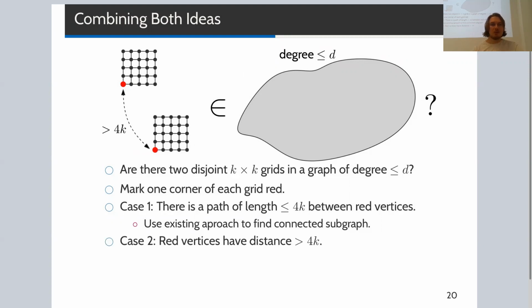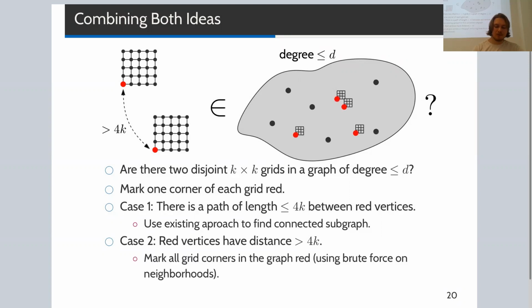Which maybe makes the second case more interesting, where we assume that the red corner points of our grids have distance larger than 4k. And what does that mean? And how are we going to solve it? We're going to consider each grid one by one. First, we're going to only look for single grids. So we mark a vertex red if it is the corner point of some grid. Here, for example, this vertex has been marked red because there exists a grid in the graph where it is a corner point. And in this example, there would be these 4 grids in the graph.